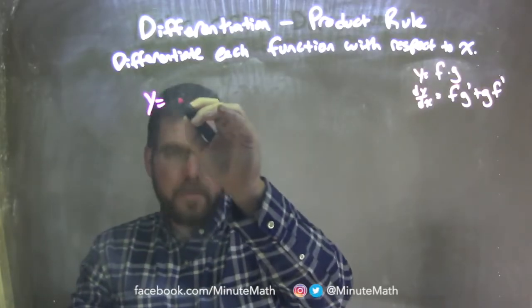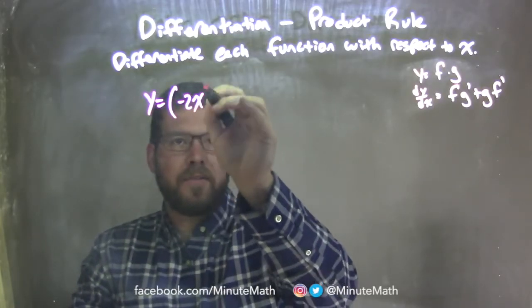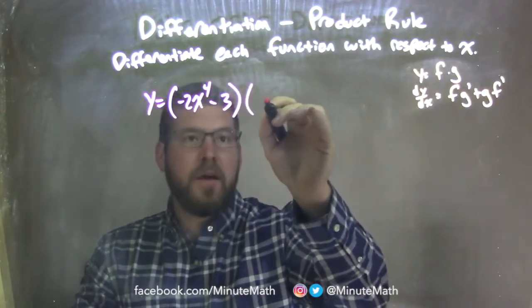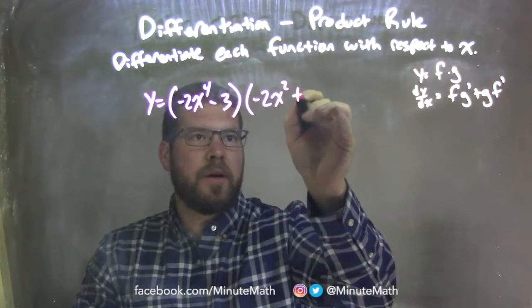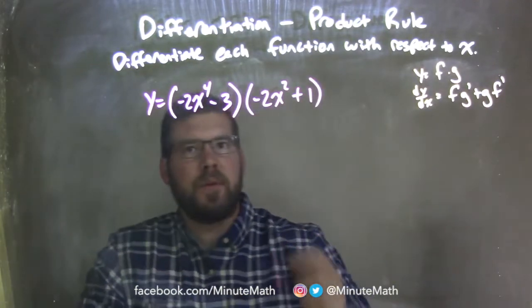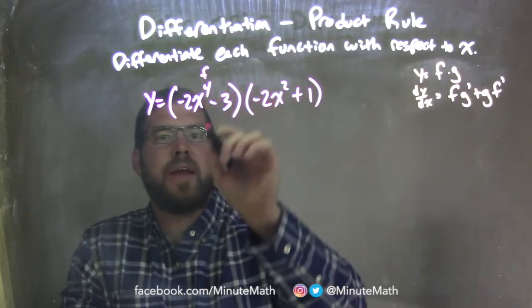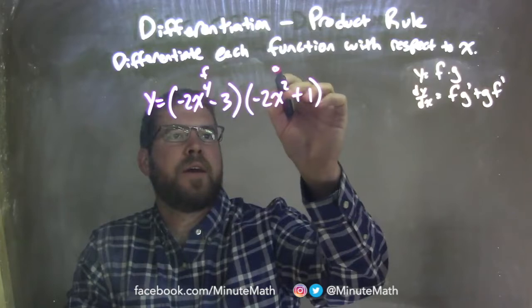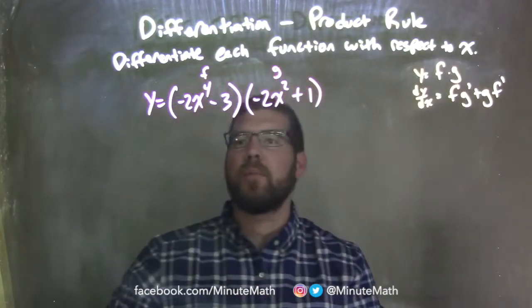Y equals, parentheses, negative 2x to the fourth minus 3, close parentheses, new parentheses, negative 2x squared plus 1. Well, let's go label which one's my f and which one's my g. First one's f, the negative 2x to the fourth minus 3, and this second one, negative 2x squared plus 1, is my g. So now I want to apply the product rule.